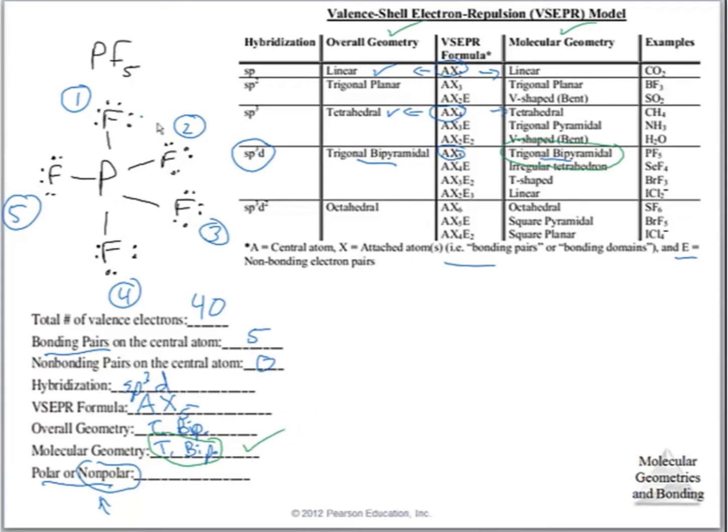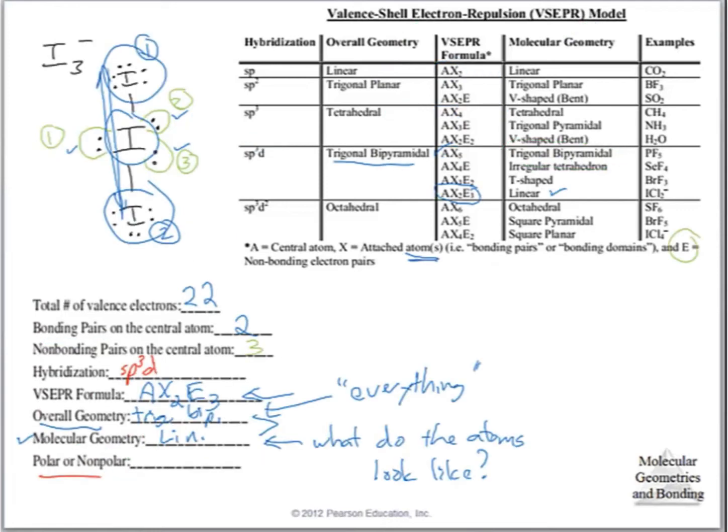And then all of the atoms attached to the central atom are the same. So it's a nonpolar molecule. And then the final example is this one here. And again, we're going to apply the rule exactly as stated.